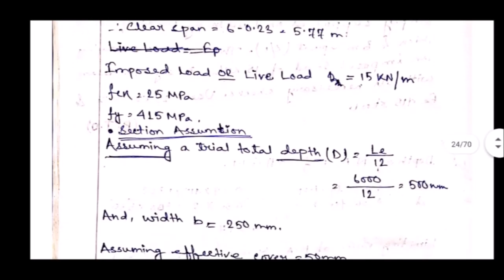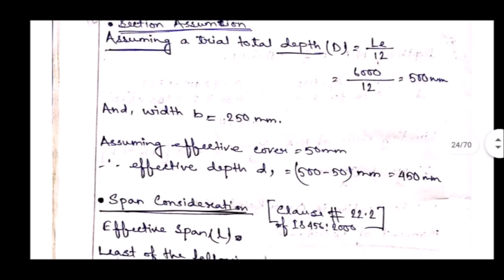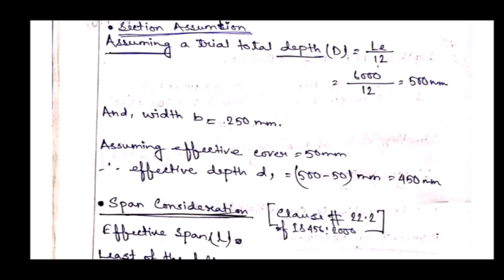Next part is section assumption. First, assume a trial depth of effective length by 12. That is our assumption, so that is equal to 500 mm. So we assume an overall depth of 500 mm, and the width is 250 mm. That is also an assumption. So now our assumed cross section is 250 mm by 500 mm. Let's assume the effective cover is 50 mm. So the effective depth is overall depth minus effective cover, that is equal to 450 mm.